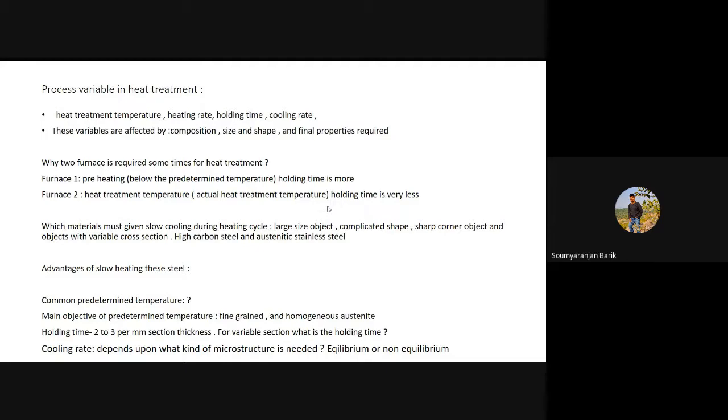When you are raising the temperature of a furnace, what happens? Initially, the temperature will rise at a very fast rate. Then after a particular moderate temperature, it rises at a very slow rate. You understood my point? Suppose from room temperature to 400 or 500 degrees centigrade, the temperature rise will be very fast. But from 500 to, suppose, 900 degrees centigrade, it will become very slow. Slowly it will rise.